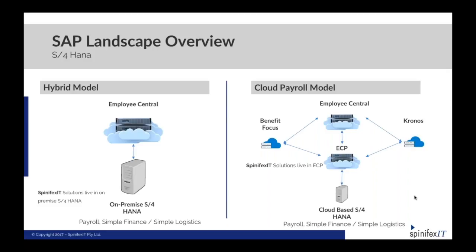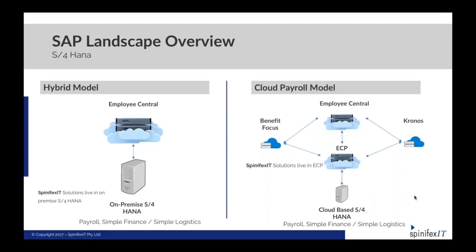S4HANA does include the same payroll, time, and benefits that we'd usually expect. So that hasn't been changed, whereas the simple finance and simple logistics has been a big change. The payroll and time is still similar. So you may be looking at S4 solutions, and you might also be looking at Employee Central. In that case, you'd look like the diagram on the left, where you've still got your S4 on-premise system, and it's connecting to an Employee Central system. Very similar to what we talked about before in the hybrid situation, just that in this case it's a newer business suite and it's on a different database.